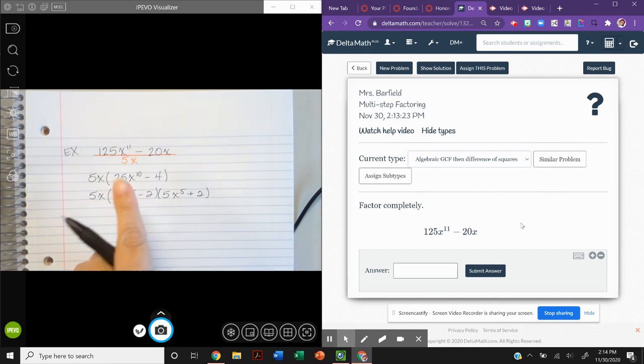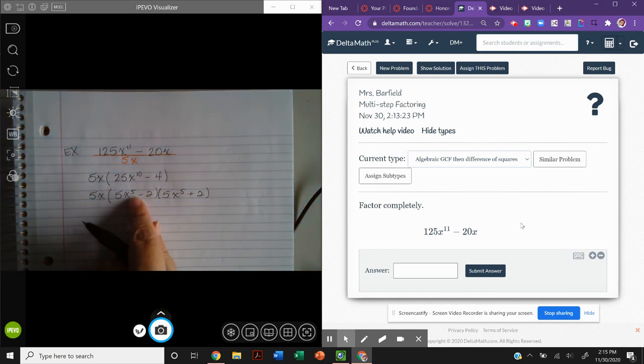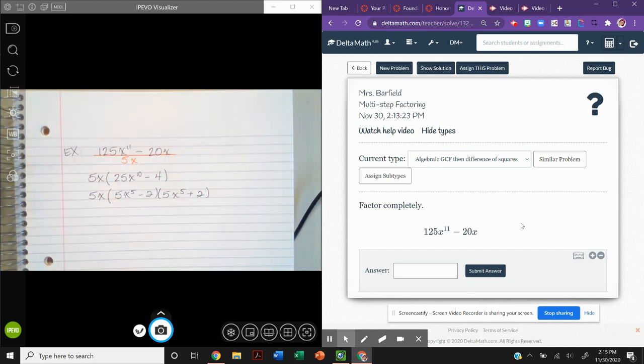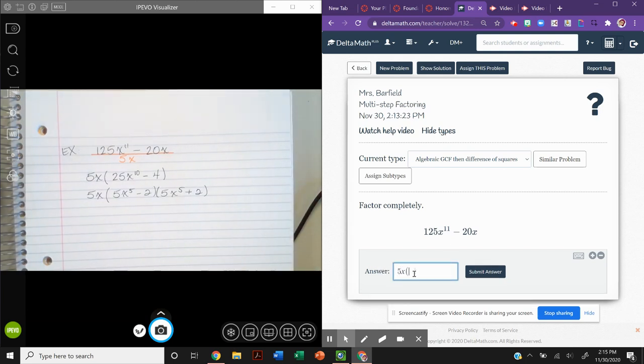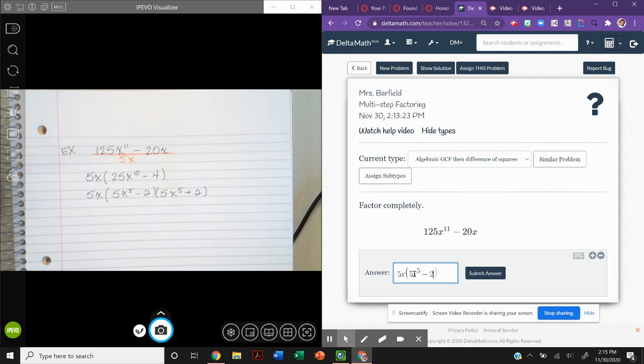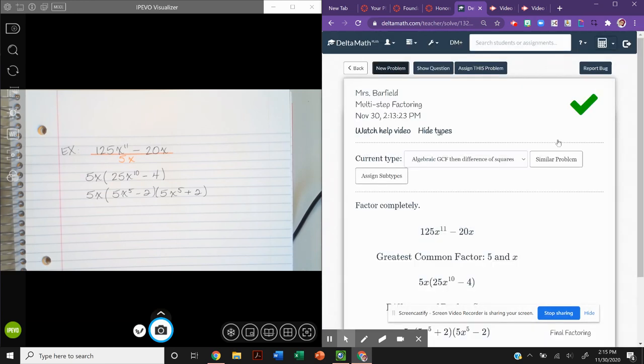All right, and I'm done because this one right here is not a difference of squares for more than one reason. x to the fifth is an odd exponent. We needed even exponents. I cannot take the square root of 5, and I cannot take the square root of 2 without getting a decimal. All right, so I'm going to type that in, 5x, parentheses, 5x to the fifth minus 2, and then 5x to the fifth plus 2. All right, submit my answer. Yes, I've got my green check.